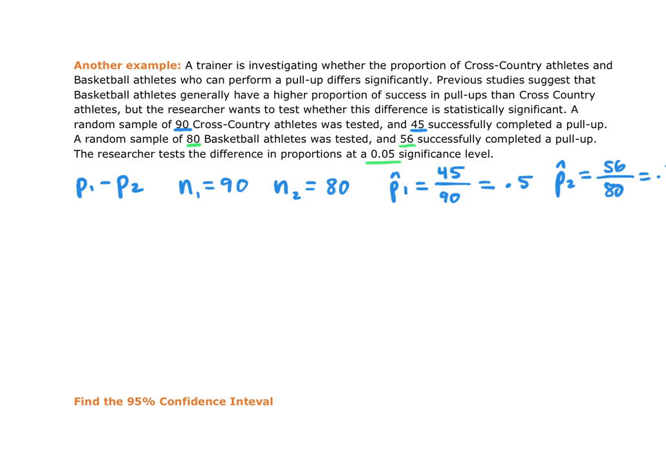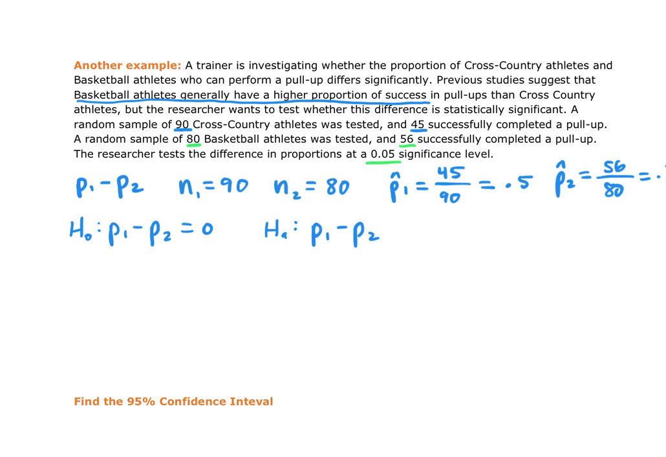Now we also want to write down the null and alternate hypotheses. The null is always that the two proportions are the same, and that the difference is equal to 0. And the alternate we'll have to think a little bit more about. It's always going to be the difference, so it's a little bit obscured what we're going to put in the alternate. But basketball athletes generally have a higher proportion of success, and what the researcher wants to show is that it's significantly higher. So they want to show that the basketball proportion is higher than the cross-country proportion.